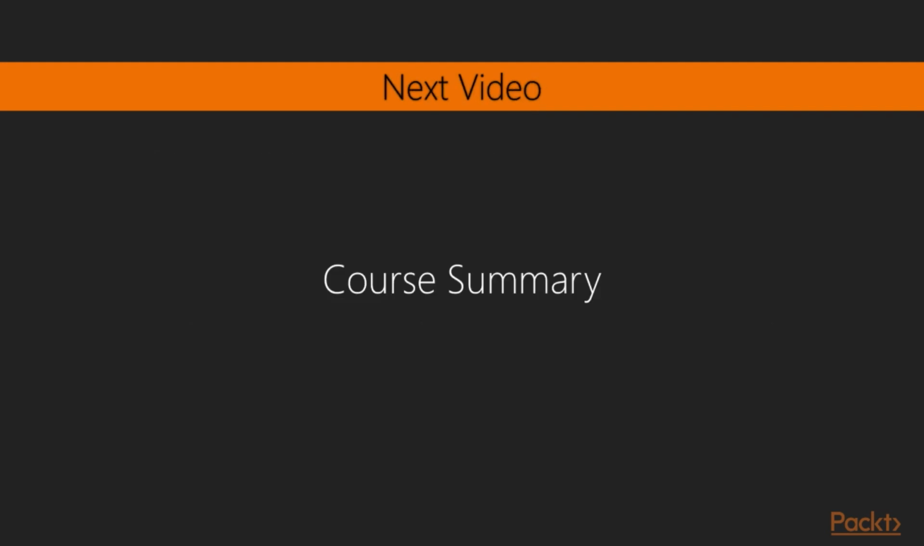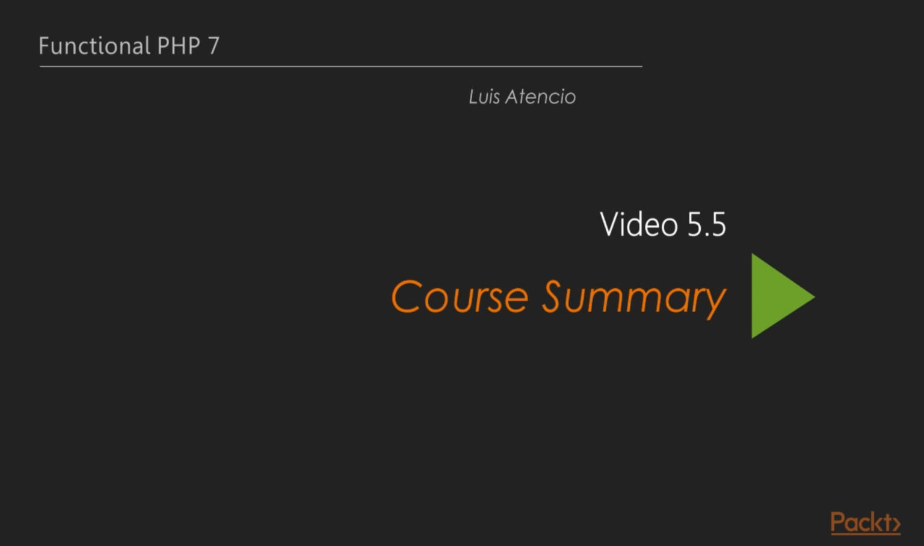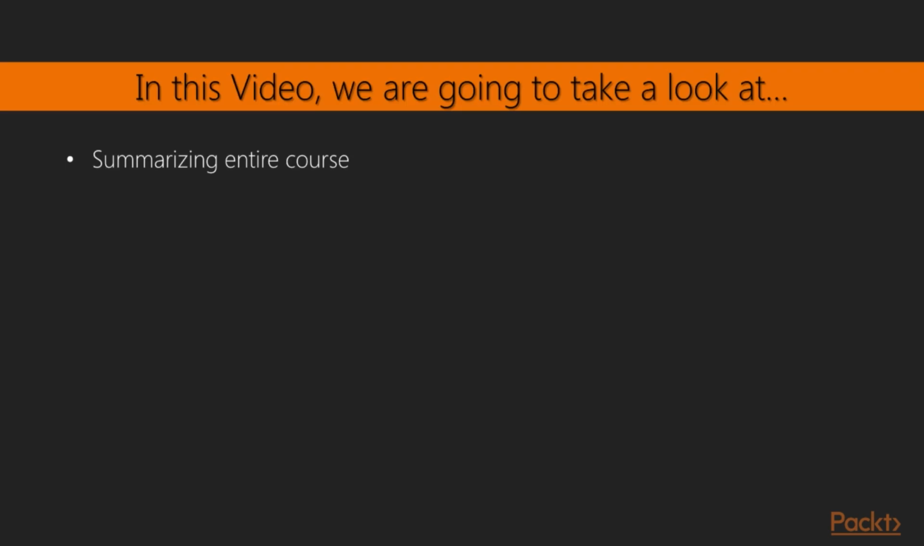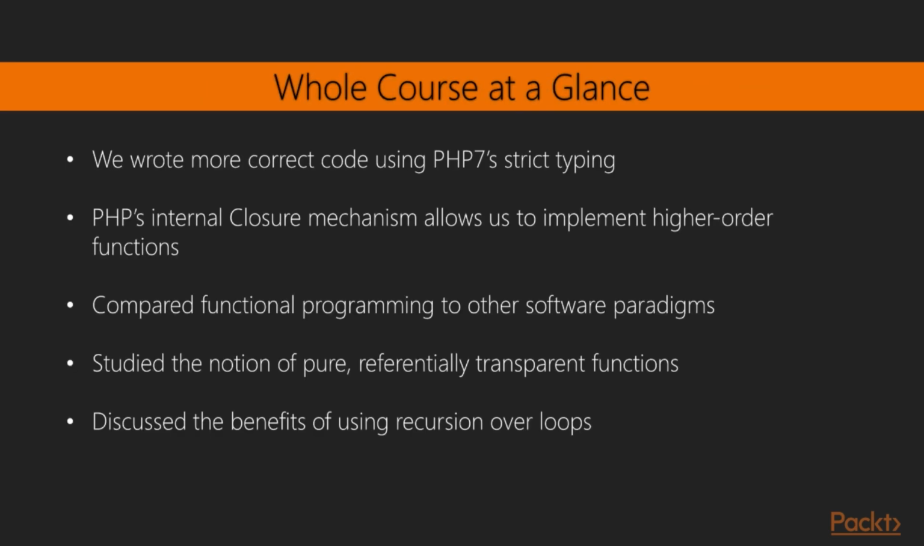Now join me in the final section for a brief course summary. I hope that I've been able to make it easy for you to make the mental leap in going from imperative into functional code. Here's a brief overview of the entire course. We started with writing more correct code with PHP 7 strict typing. This is going to give you code correctness at the compiler level.